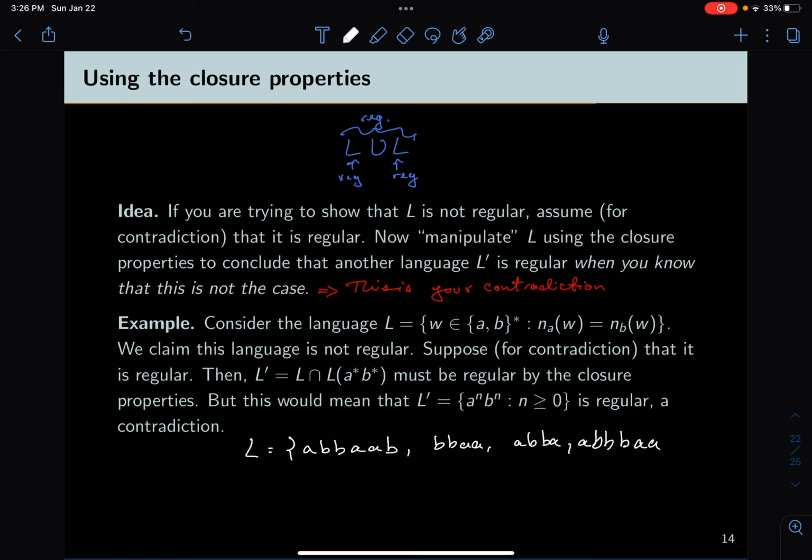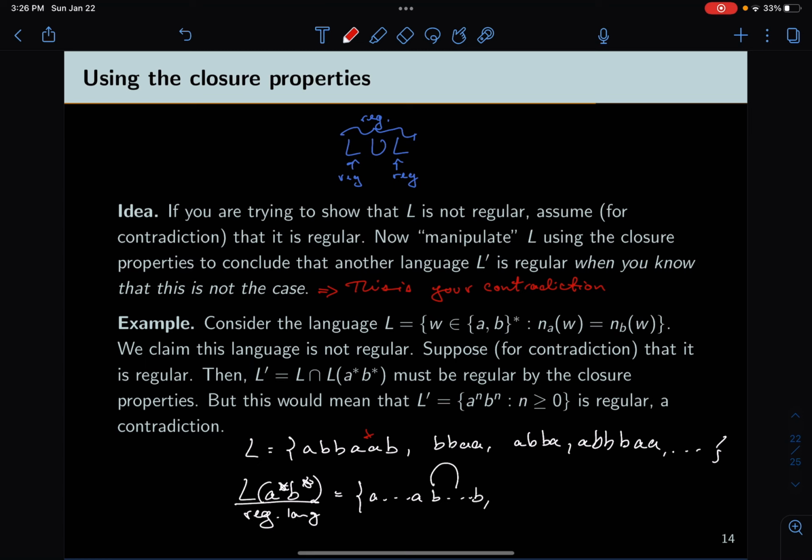Now what we're going to do is intersect L with A star B star. And this is a regular language, obviously, because a regular expression denotes it. But what this essentially does is filter out all of the strings in L which don't look like A star B star. Because A star B star is just any number of A's followed by any number of B's.